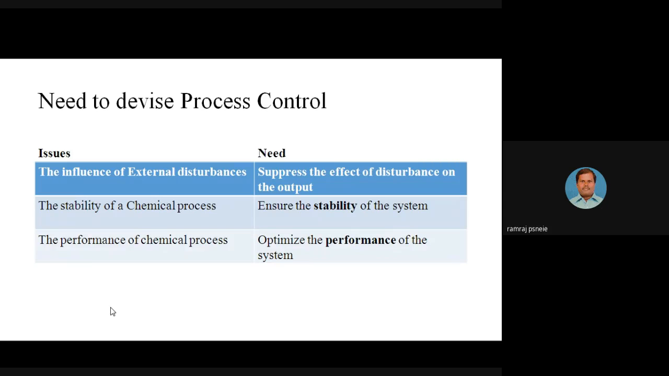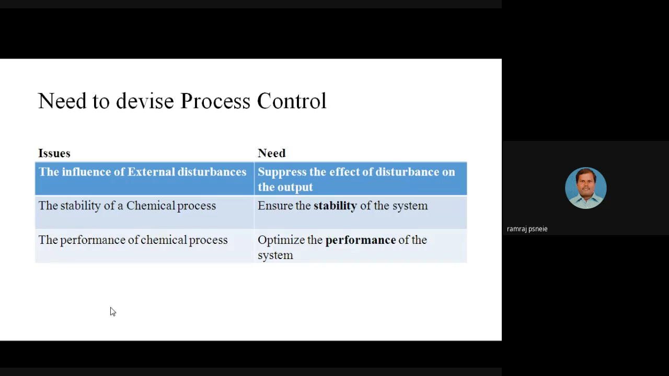Second one is the stability of the chemical process. Stability of the chemical process means at steady state, the process will be maintained at a particular value. That value should be maintained. Okay, in some places the steady state value will be fluctuating. That time we need to introduce external intervention to bring the system to the stable condition. Third one is the performance of a chemical process. We should optimize the performance of the process.